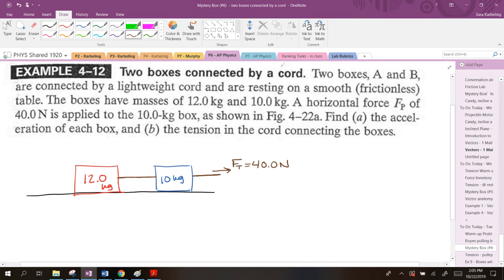I'm going to ask one question here really quickly, and then I'm going to let you work. How does the acceleration of the 10-kilogram box compare to the acceleration of the 12-kilogram box? Greater than, less than, same as. Same? Jason, was that what you said? Why did you say same?